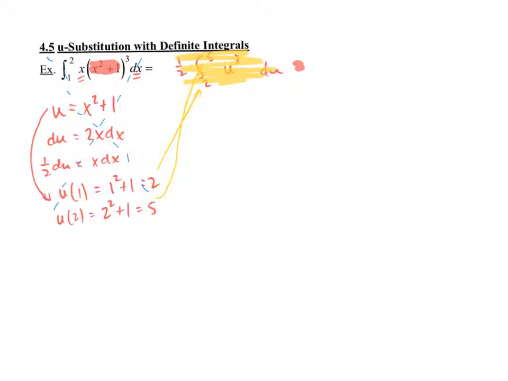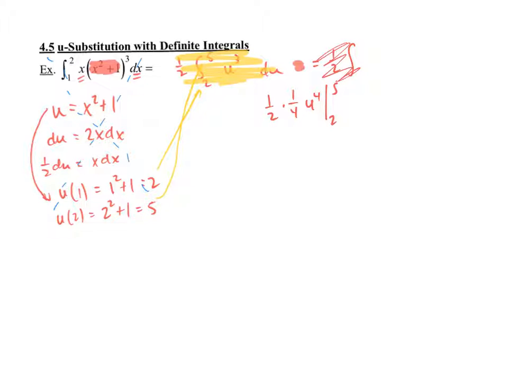Let me do this with a pen. That's going to go a lot better. So this is going to equal 1/2 times the antiderivative. Let me scratch that out. 1/2. The antiderivative of u cubed is going to be 1/4 u to the 4th, and then I'm going to evaluate that from 2 to 5.